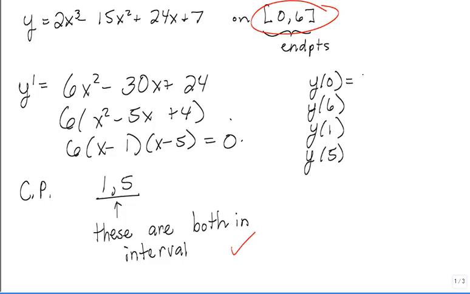So if you plug in 0, we get 7, so that's the point (0, 7). Okay, we plug in 6. We get 43. So (6, 43). We plug in 1. We get 2 minus 15 plus 24 plus 7, 18, so we get the point (1, 18). And we plug in 5, we get 2.